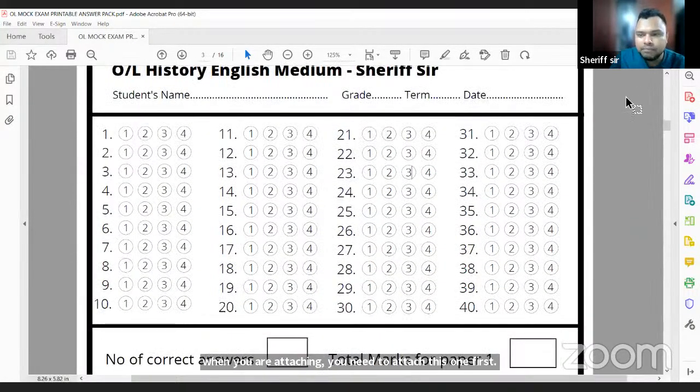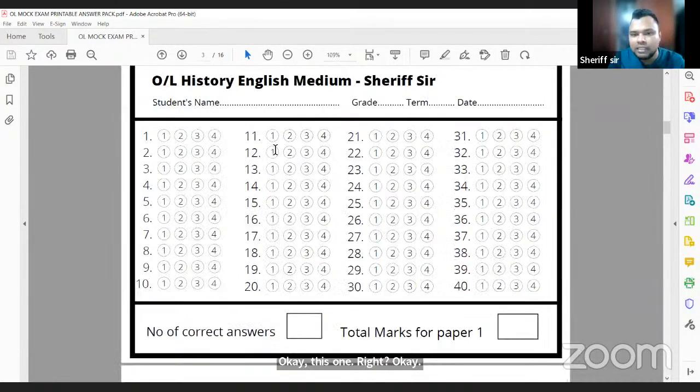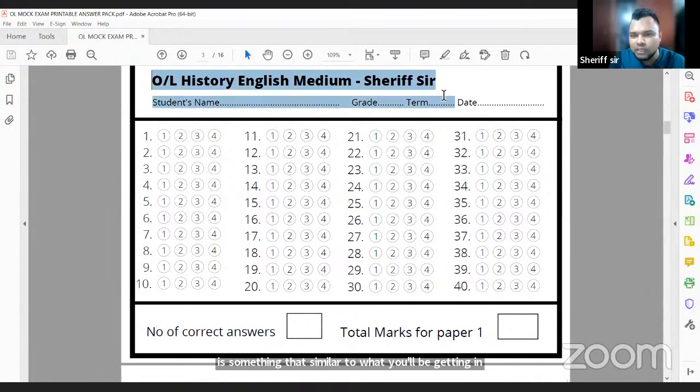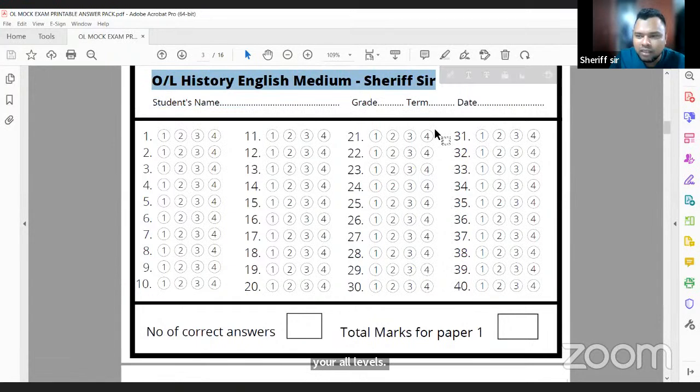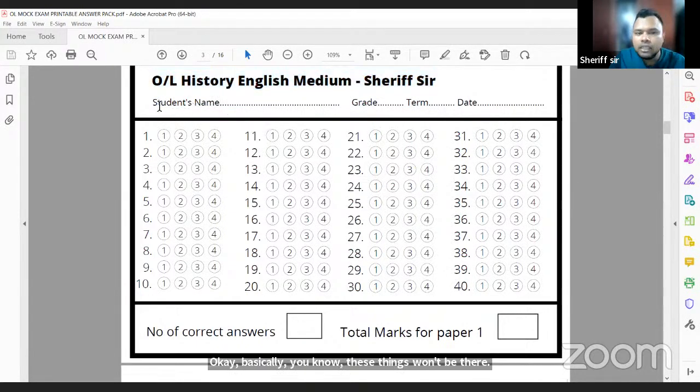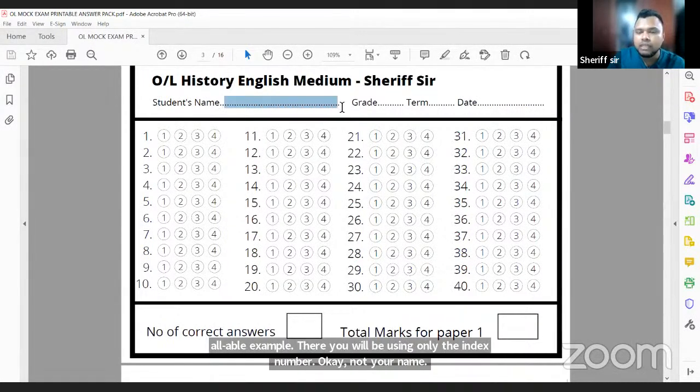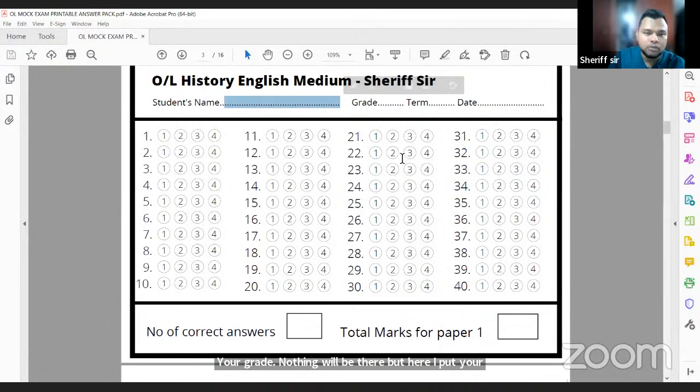Now, look at this one. This is similar to what you'll be getting in your O levels. Different wordings will be there instead. Here we have not given you an index number. In your O level exam, you will be using only the index number. Not your name, your grade, nothing else. Here I put your name because we have not given an index number to our students. But in your O levels, make sure you write only the index number, nothing else.